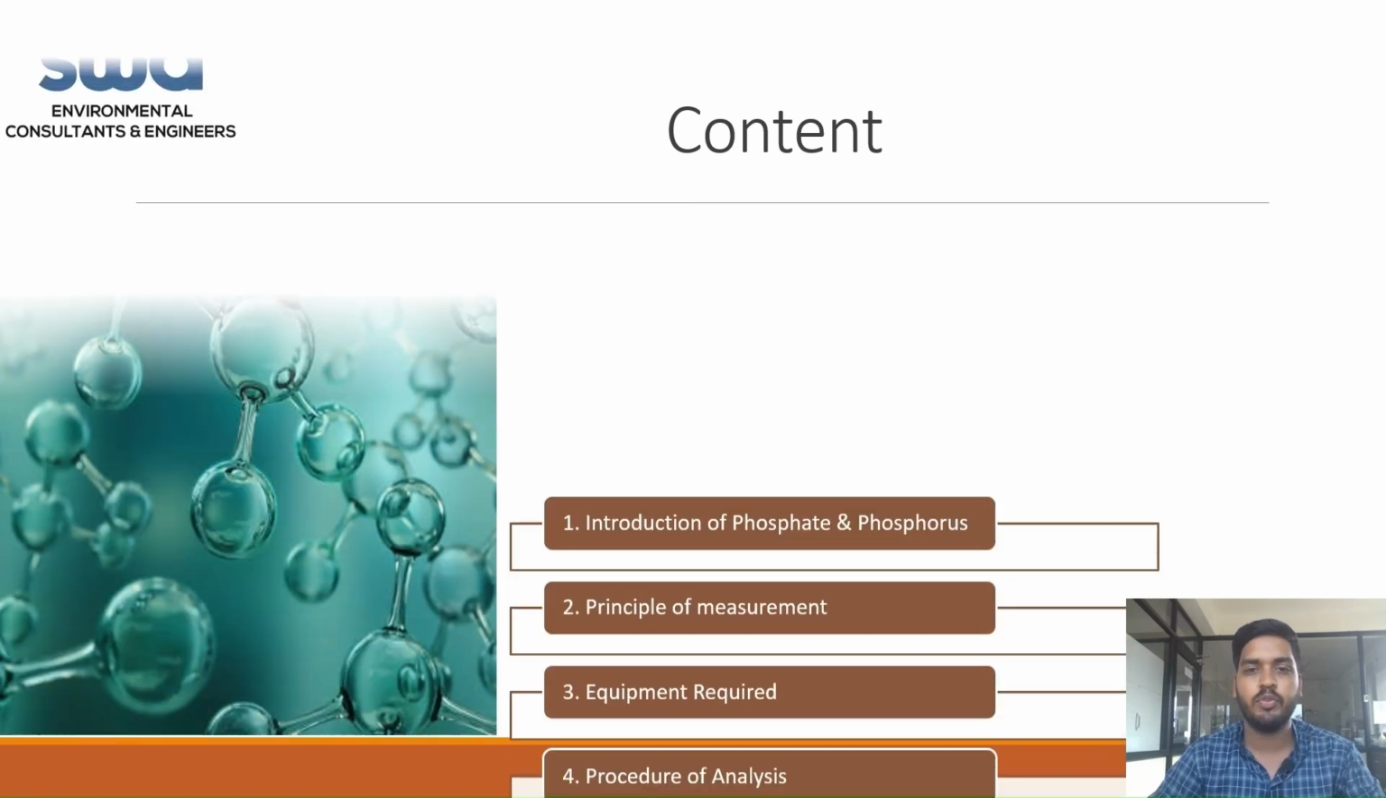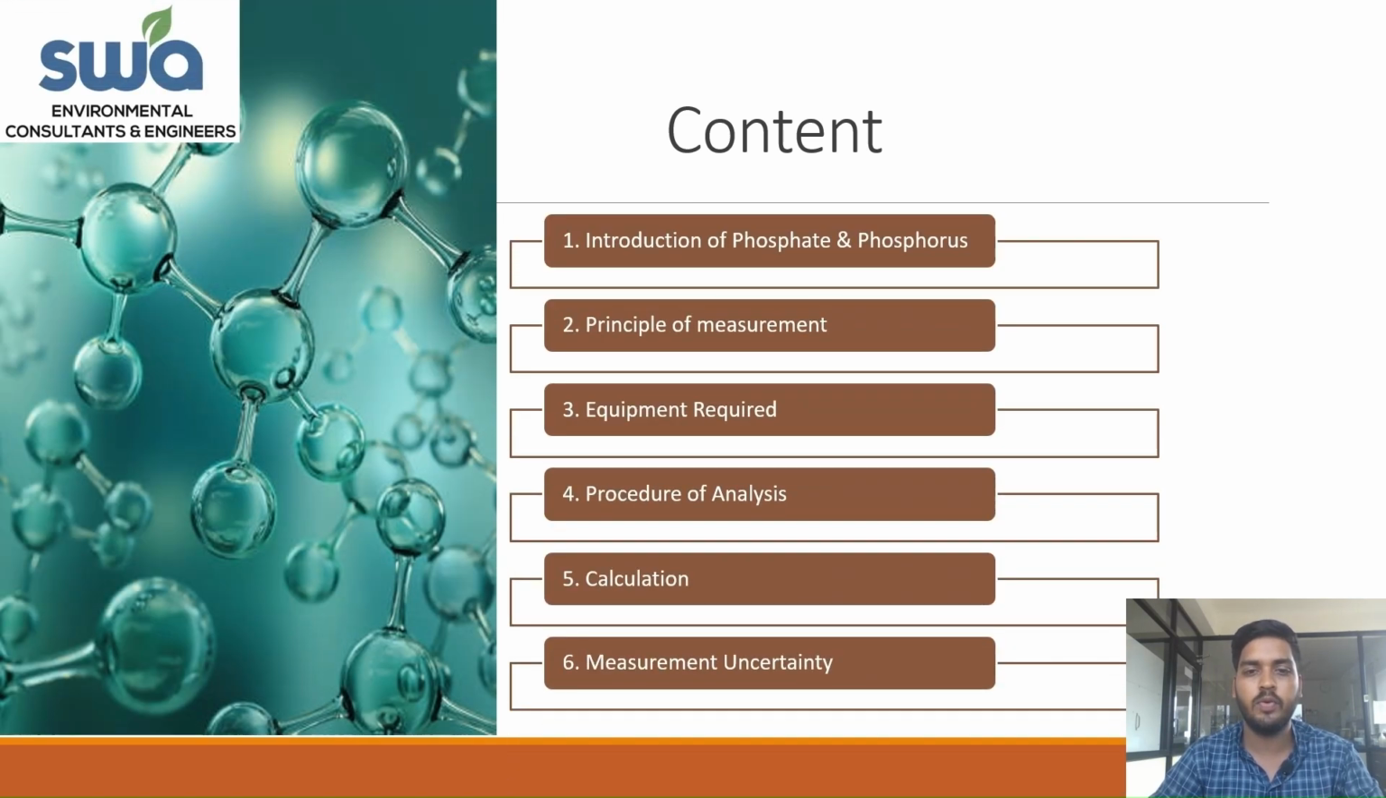In this video, firstly we'll look at the introduction or definition of phosphate and phosphorus. We'll gain some general information about phosphates and phosphorus. Then we will learn about the principle of measurement. Then we'll see which type of equipment will be required to perform the procedure. Then we'll see the procedure of analysis, followed by the calculation and measurement uncertainty. So let's move to the introduction part.